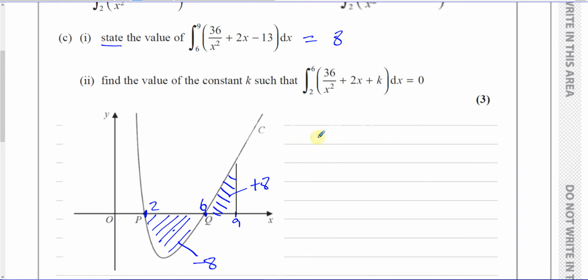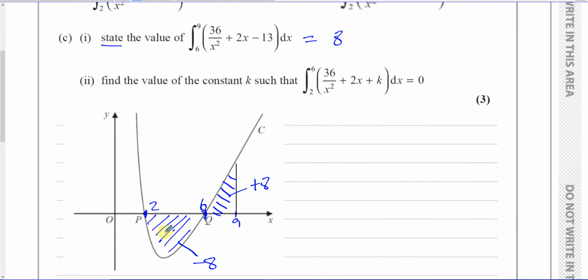It says state the value. It's just your understanding of this particular concept, that when an area is below the x-axis, it's going to give you a negative value. And when it's above the x-axis, it gives you a positive value. If they had said to you, find the area between 2 and 9, then what you would have done is take the area between 2 and 6 and the area between 6 and 9, change them both to positives and add them together.